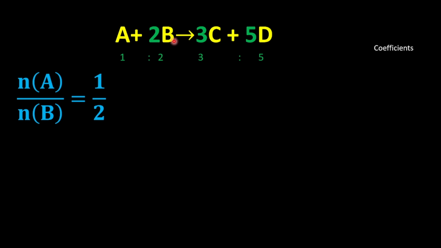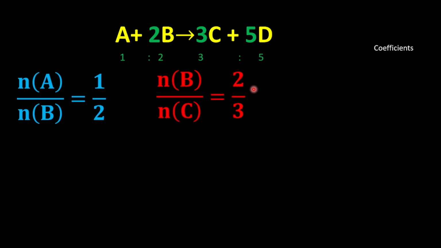Now let's pick between B and C. We are going to write the mole ratio for B and C, considering their coefficients, which are 2 and 3. So we have n of B over n of C, and the ratio is equal to 2 over 3. You can also decide to write in this format: n of C over n of B is equal to 3 over 2. So when you use n of C first, then it becomes 3 over 2.